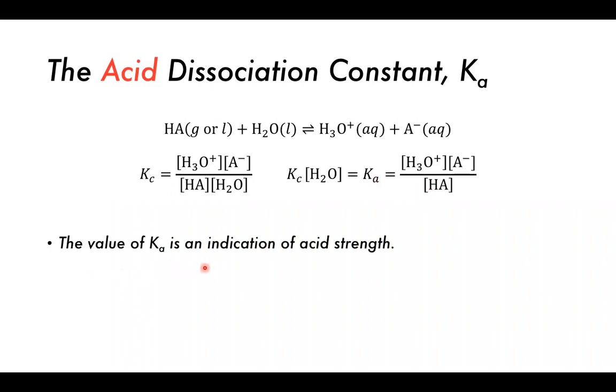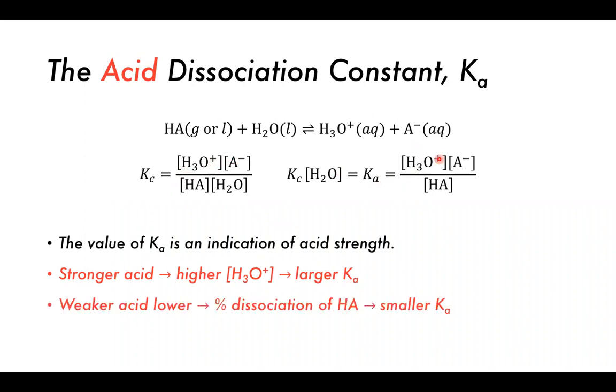So the value of Ka is an indication of acid strength. So a stronger acid means a higher concentration of H3O+, which means a larger Ka value. So the larger the Ka value, the more it dissociates. So the more hydronium ions there are, the stronger the acid is going to be. And so a weaker acid has a lower percent dissociation of HA, which gives it a smaller Ka value.